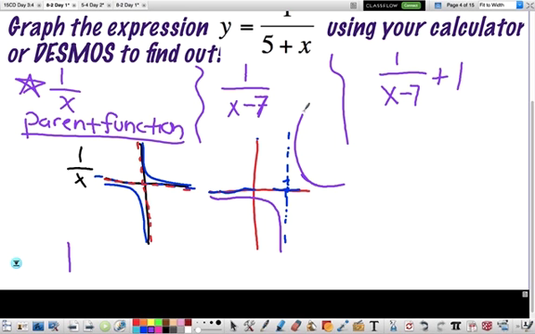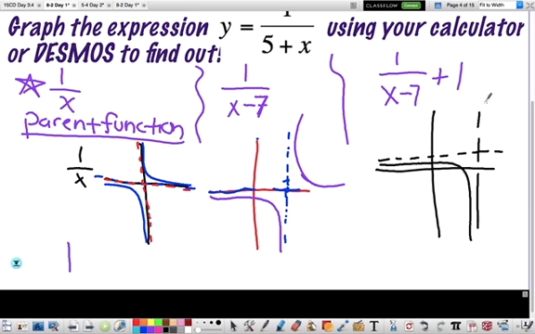What happened to this one? Yep, up 1, shifted right 7. You got it. So again, the graph of this one would look something like this. The horizontal one went up 1. The vertical one went over 7. So that means my graph would look something like this. And if you graph this on Desmos, that's what you should have seen. Good? Okay. So these are really important, especially these terms: asymptote.